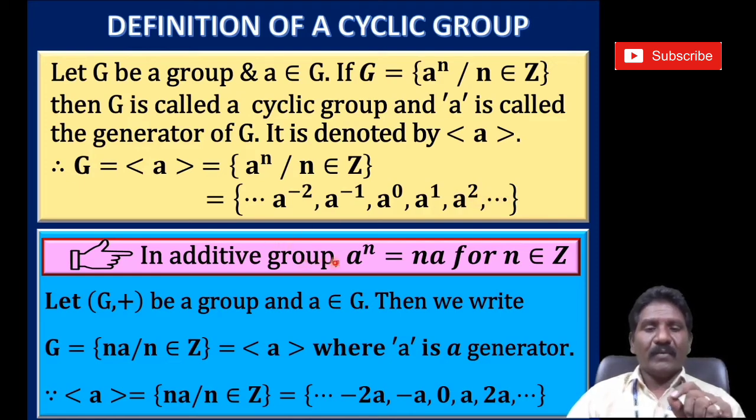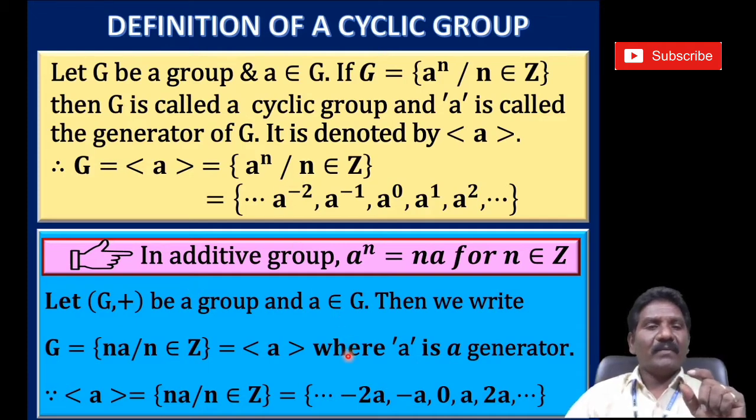In additive group, we write a power n is equal to na for n belongs to Z. In the above definition, we replace a power n by na and dot is replaced by addition. Therefore, G is equal to the set of na such that n belongs to Z, that is equal to ⟨a⟩, where a is a generator. In additive group, G is the set of all multiples of a. In multiplicative group, G is the set of all integral powers of a.